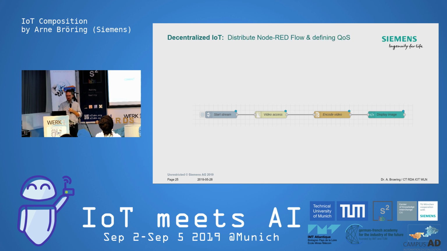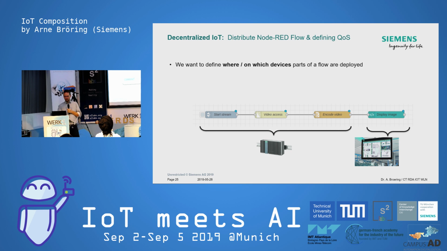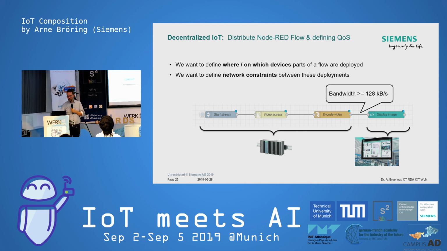That's fine for certain cases, but for us, looking at these edge computing scenarios, we wanted to be able to specify where these different nodes are running. So in our example, we wanted to have these first 3 nodes running on this edge device and this last one on an HMI device on the edge. In addition, we want to make this network connection, the connection between these 2 devices, more explicit, and for example specify quality of service constraints on these network links.